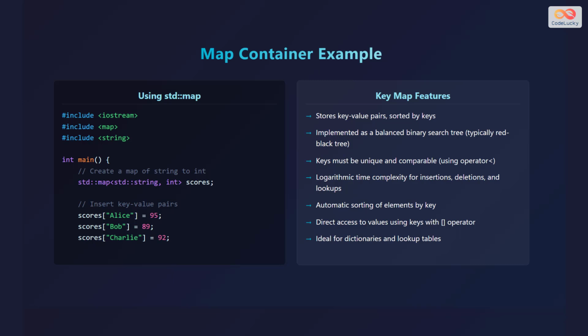A range-based for loop iterates through the map, printing each key value pair. The first element of each pair represents the key, and the second element represents the value. The key features of the map are also described.